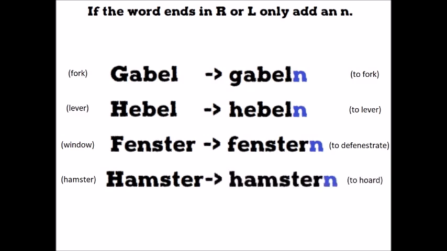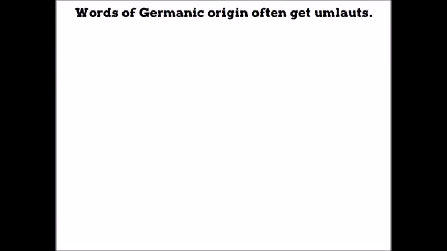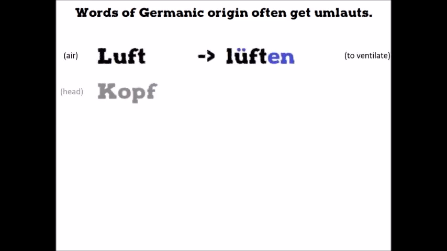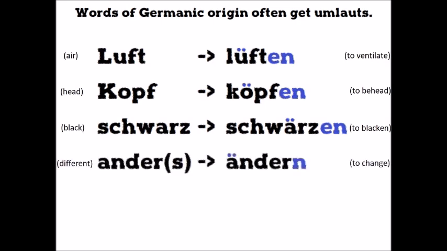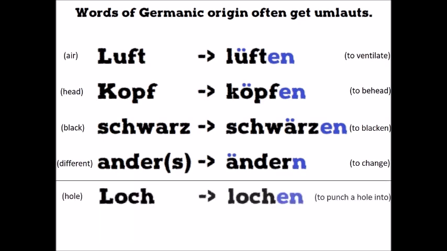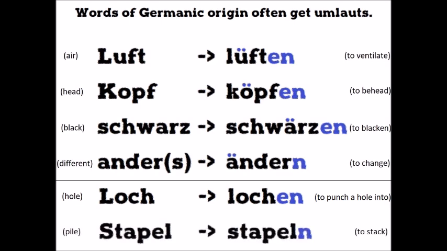With words of Germanic origin, in many cases the first vowel turns into an umlaut. For example, Luft, lüften, Kopf, köpfen, schwarz, schwärzen, ander, ändern. But this is not always the case. For example, Loch, lochen, Stapel, stapeln.